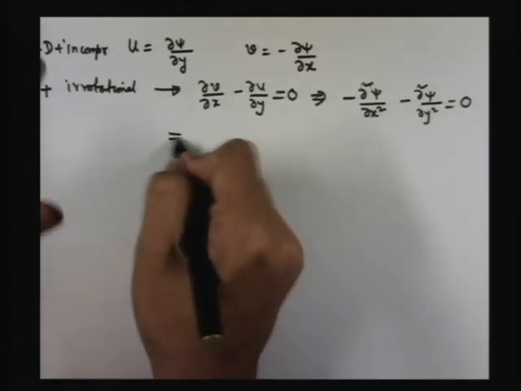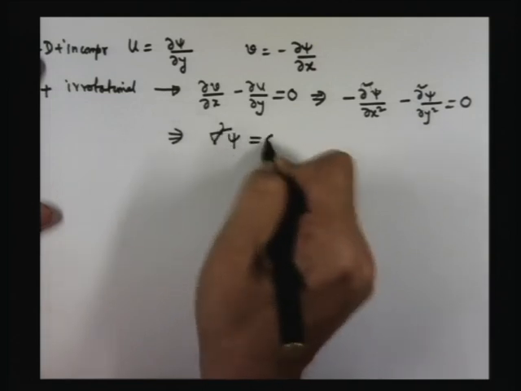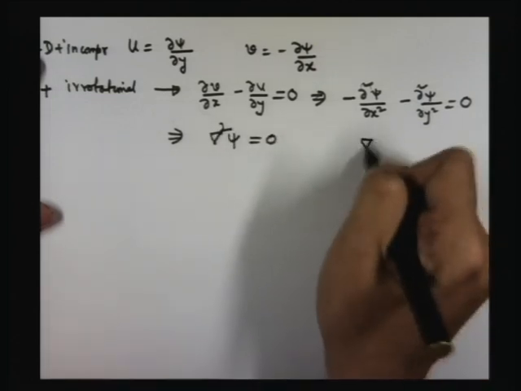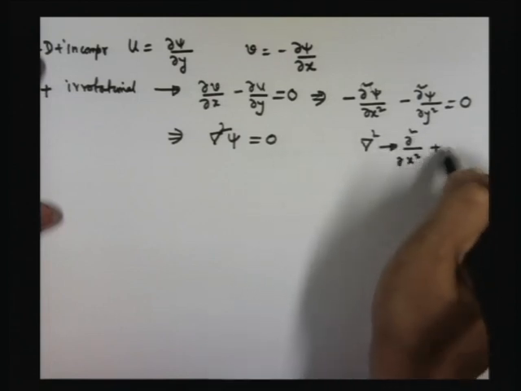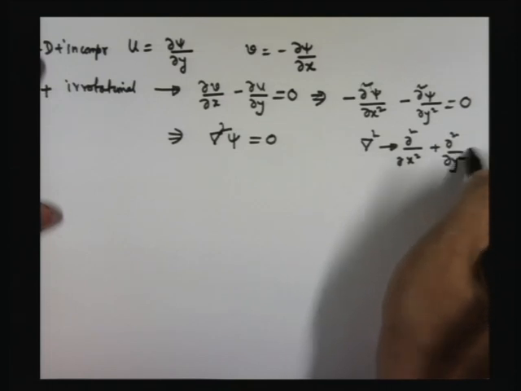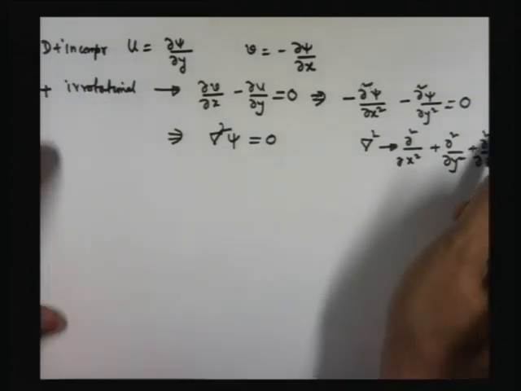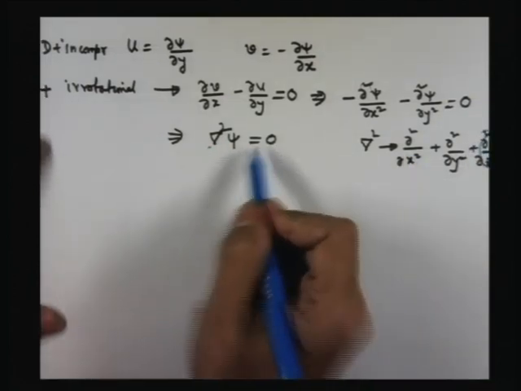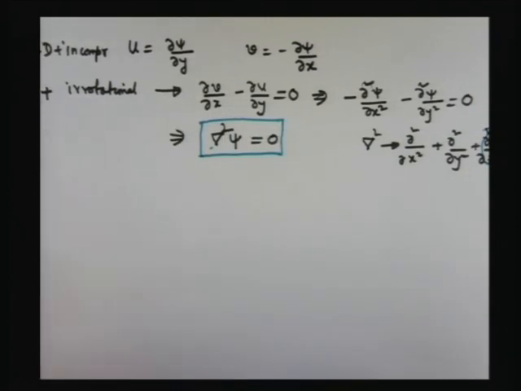In other words, we can write the Laplacian operator del square psi equal to 0, where del square is basically del 2 del x2 plus del 2 del y2 plus del 2 del z2. Here the z component is not important because it is a two-dimensional flow field. So del square psi equal to 0 is the governing equation for psi when it is two-dimensional, incompressible, irrotational. All these three conditions are satisfied.